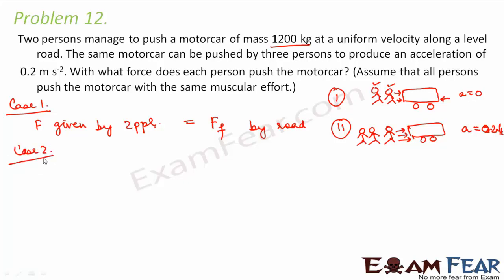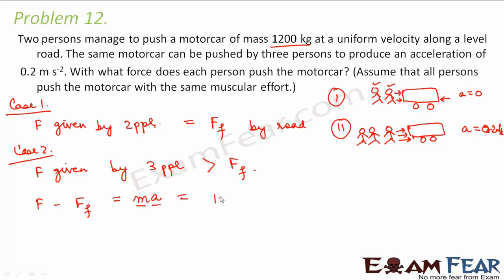In the second case, what happens? The force given by 3 people is greater than the force of friction. Since this force is greater than the force of friction, that is why the motor vehicle is moving with some acceleration. That means its velocity is increasing. Now, by how much is this force greater than the force of friction? So we can say that F minus the frictional force is equal to the net force that is acting on this vehicle. So that will be equal to the mass of the vehicle into the acceleration of the vehicle.